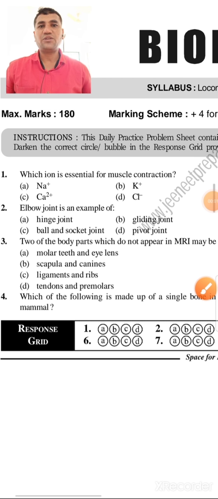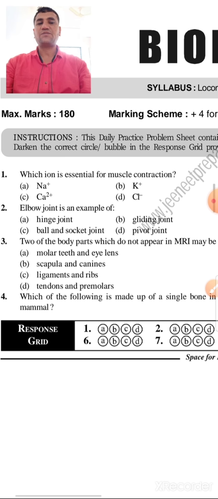In continuation to the previous topic, excretory products and elimination, the next DPP, that is daily practice problems, is from chapter number 20, locomotion and movement. In this chapter, the first question in front of you is, which ion is essential for muscle contraction?